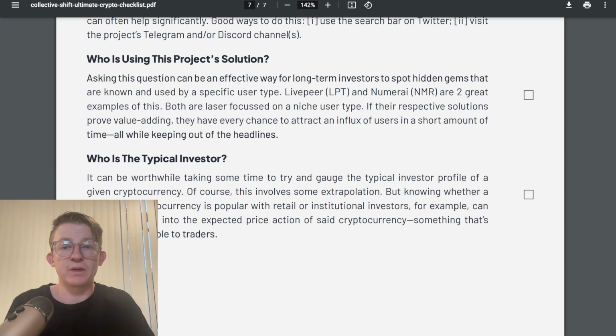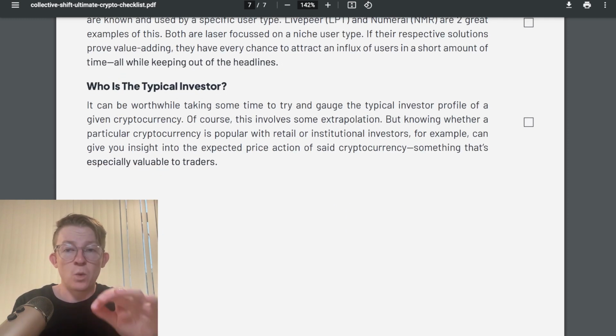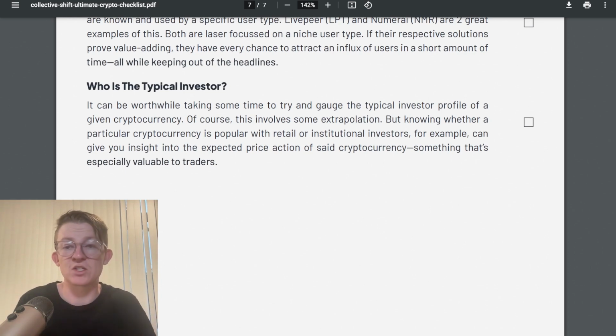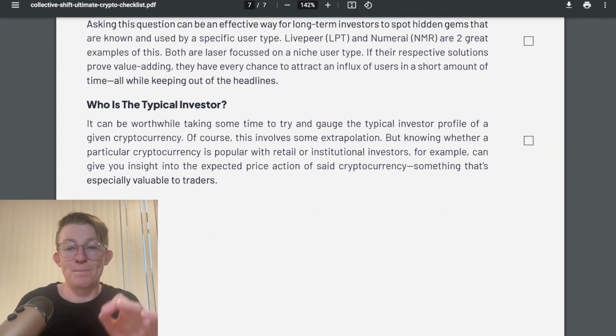And also, who is the typical investor? Whether a particular cryptocurrency is popular with retail or institutional investors can give you a good insight as to the expected price action based on what is valuable to different investors as well.